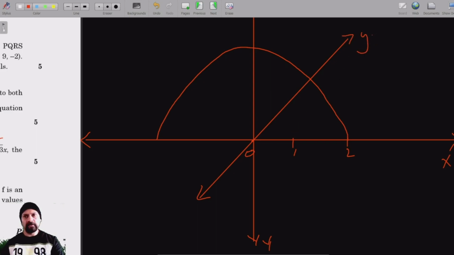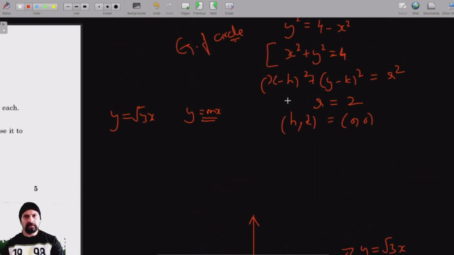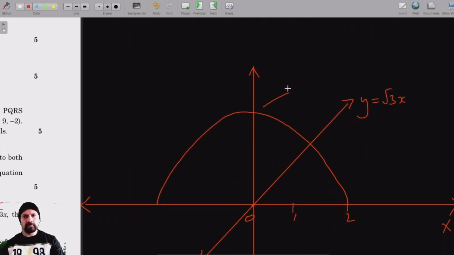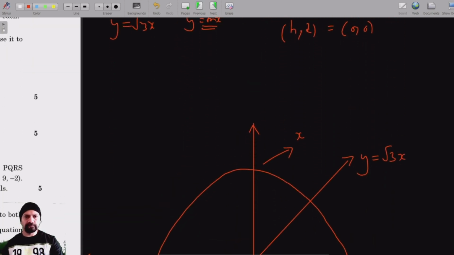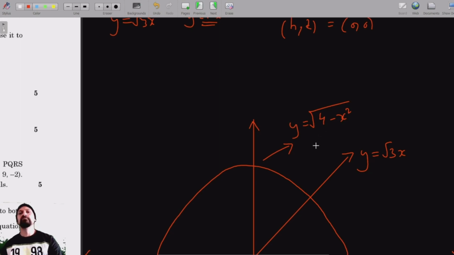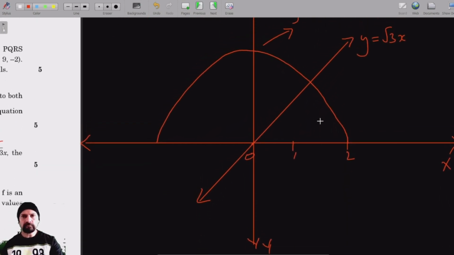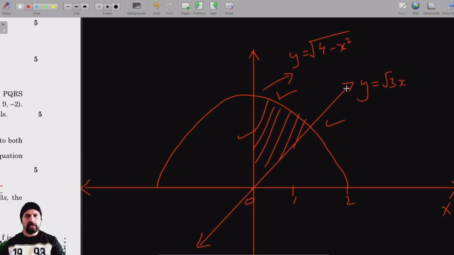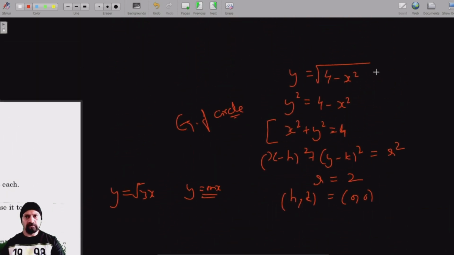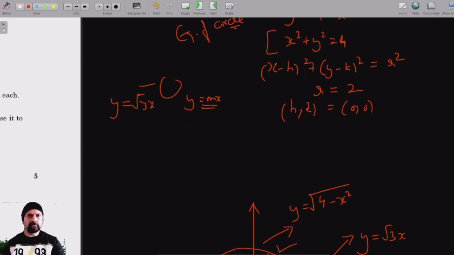So the equation of the line is y is equal to root 3x, and the equation of the circle is y is equal to under root 4 minus x squared. The area bounded by the curve, the line and the y-axis is this region. Let's try to solve this. This is equation 1 and this is equation 2.